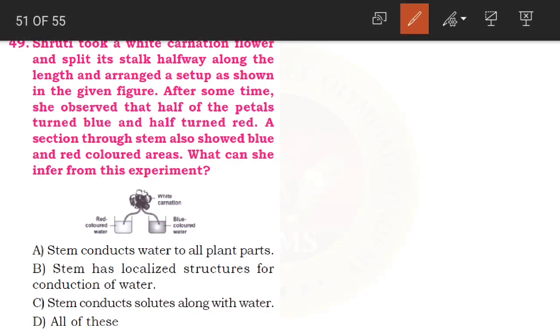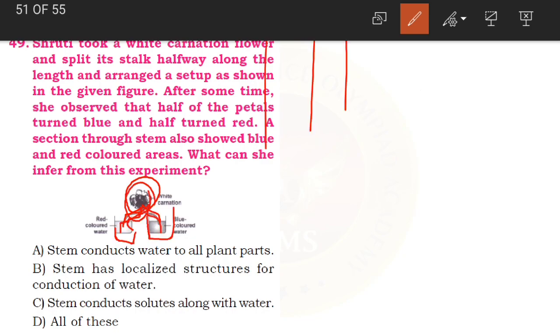Same here children, as there was already an experiment with the carnation flower in the previous question. Here again Shruti took a white carnation flower and split the stalk, in the sense the stem. She divided the stem into two parts. The petals have changed color. Petals are nothing but the flower. The petals change color, and even the stalk, that is the stem here, also changed colors. So what can she learn?